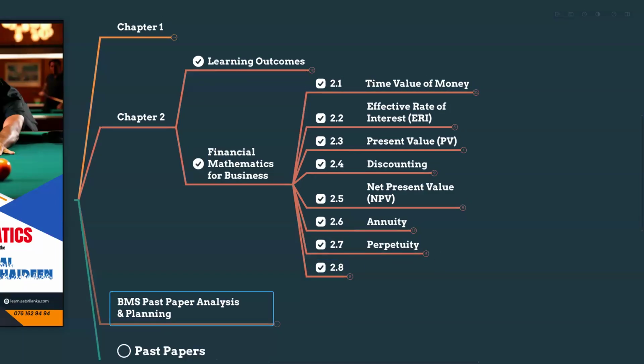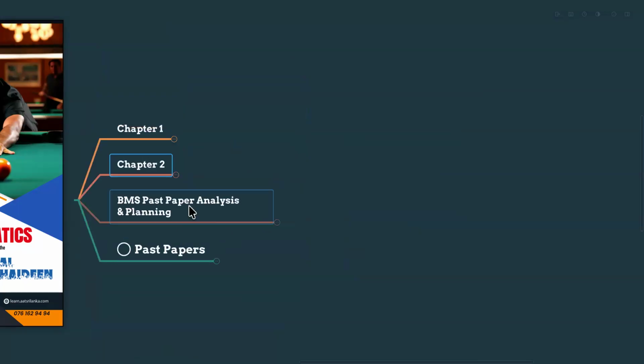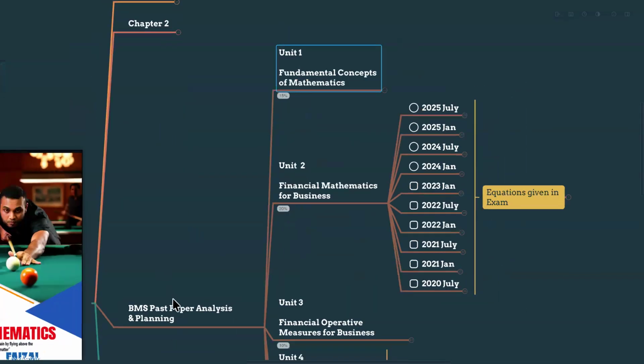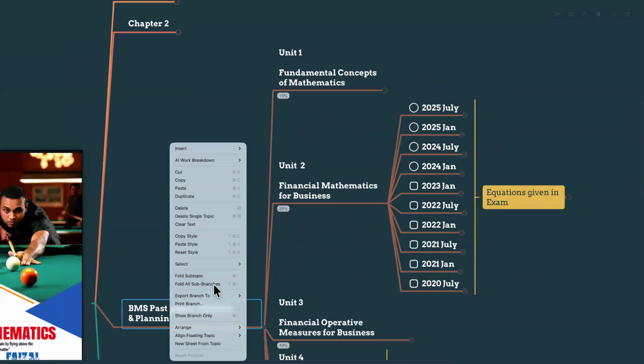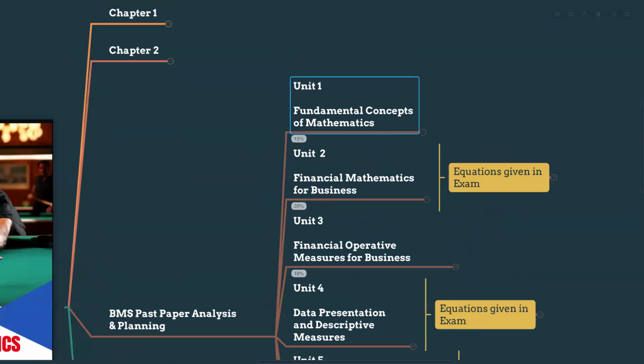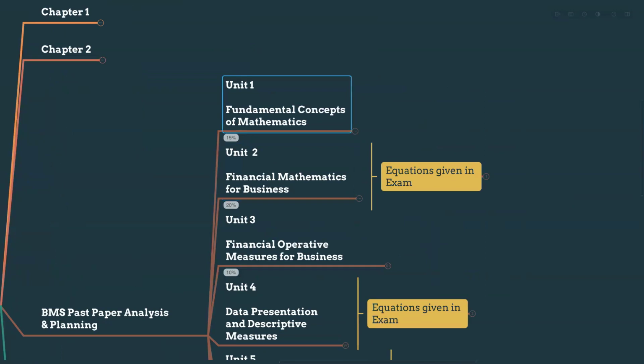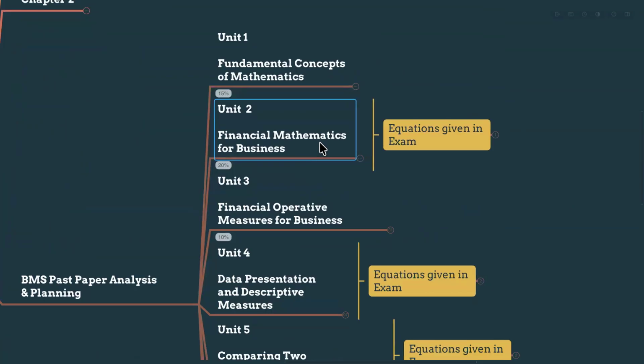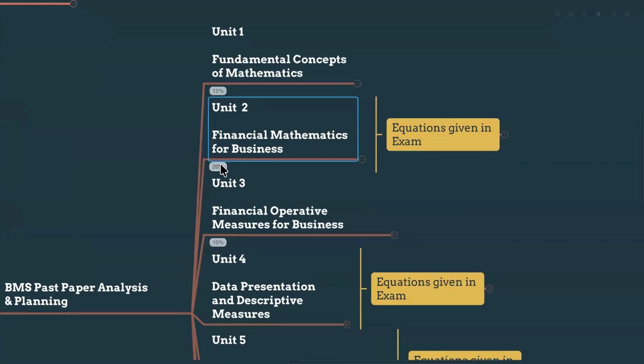Now, in today's session, we are going to test this knowledge with our past papers, right? In our past paper analysis and planning, my dears, as you know, we have already done some questions in unit 1. You can expect at least 15 marks from chapter 1. And for financial mathematics for business, that is chapter 2, you can expect 20 marks of questions. It means they have allocated 20 percent of your entire syllabus to financial mathematics for businesses.